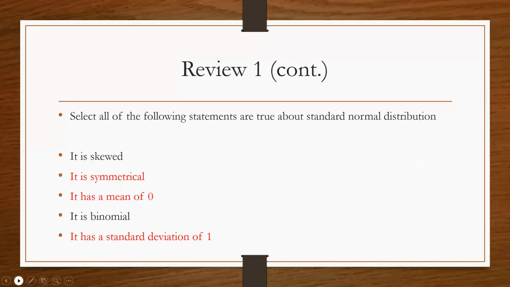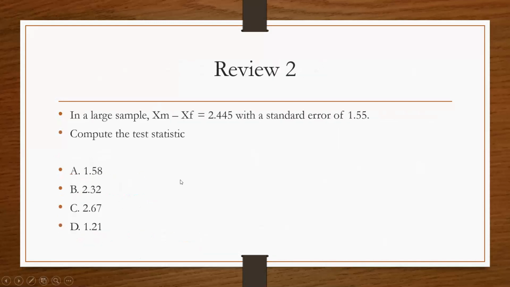All right, so review 2: just compute the test statistic given that xm minus xf equals 2.445 with a standard error of 1.55.